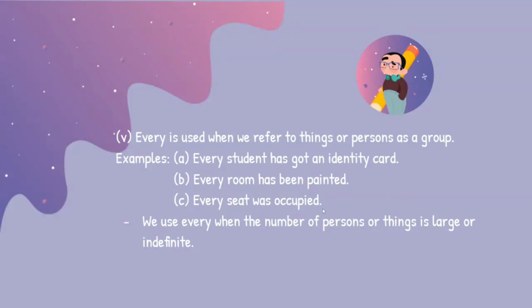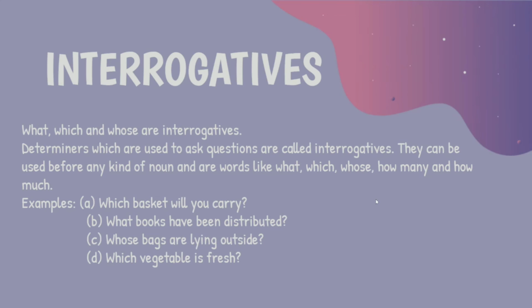Every seat was occupied. Next, we use every when the number of persons or things is large or indefinite. We use every when there is a large number of people or things, like students. In every school, every student is given an identity card. It is not that there are one or two students in the class or the school. There are many in number. So every.